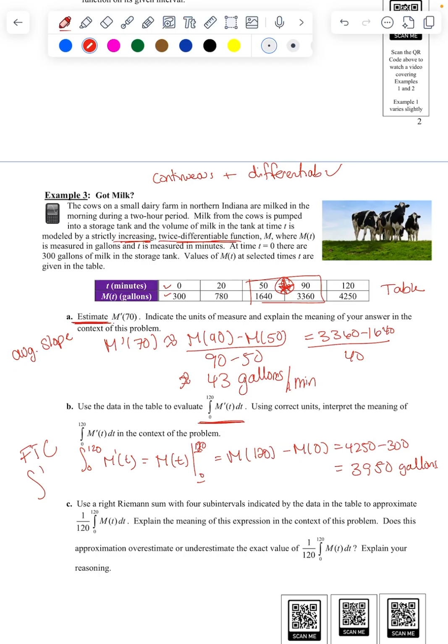So using correct units, interpret the meaning. So what is this? Well, it's telling us that 3,950 gallons of milk have been added to the storage tank from t equals 0 to t equals 120.